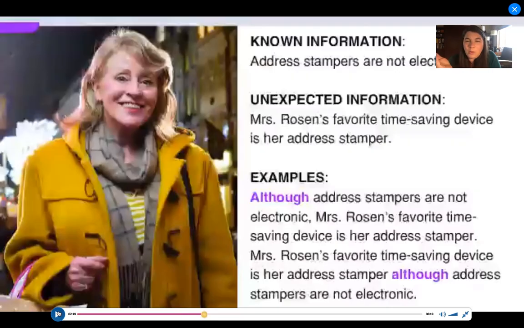Why are we using although? If we're talking about time-saving devices, we think of something electronic, your cell phone or a new device. And it's surprising that her favorite time-saving device is not electronic. That's why we use although.